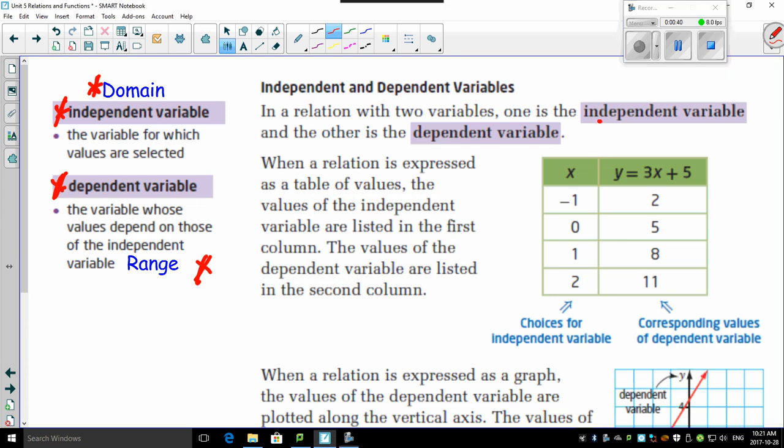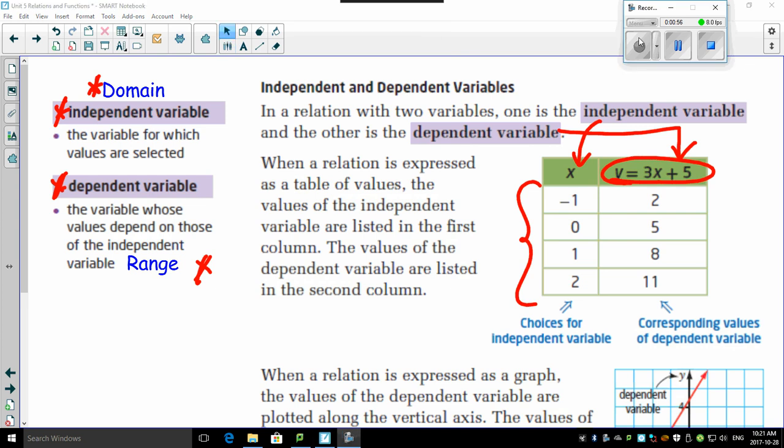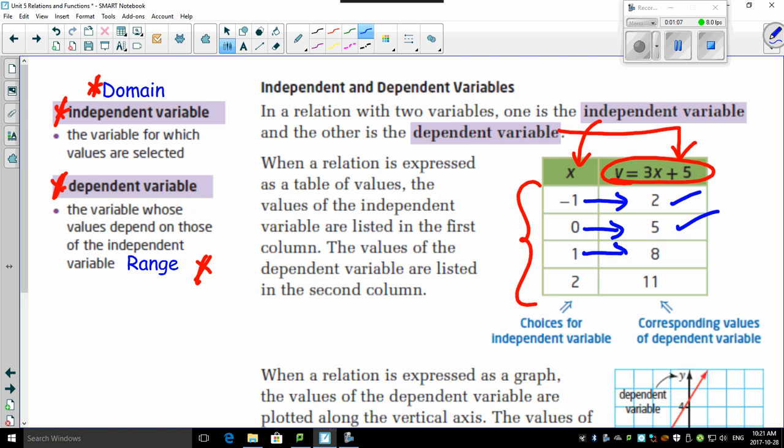There's your independent. Your independent values are the ones that you choose. You've selected those numbers to represent this function. Your dependent variables go here, so they're the output of the machine. There's your function. That's what you're going to get out of the machine when you put these values in. So you put -1 into the machine, out pops a 2. A 0 into the machine, out pops a 5. Independent, dependent. Independent, dependent. You see how it works?